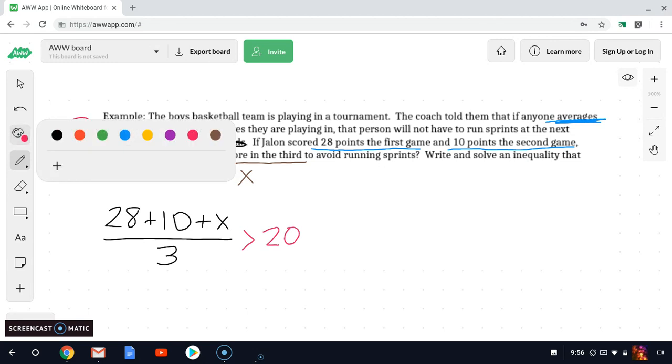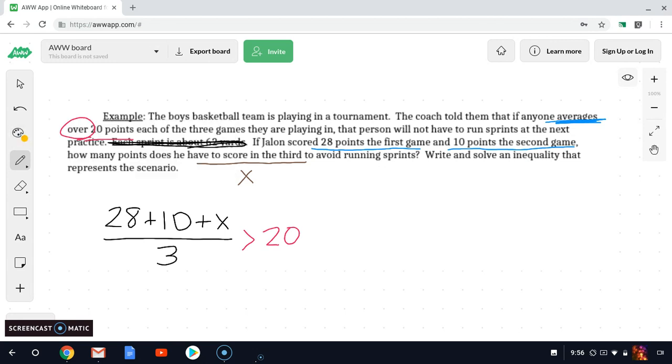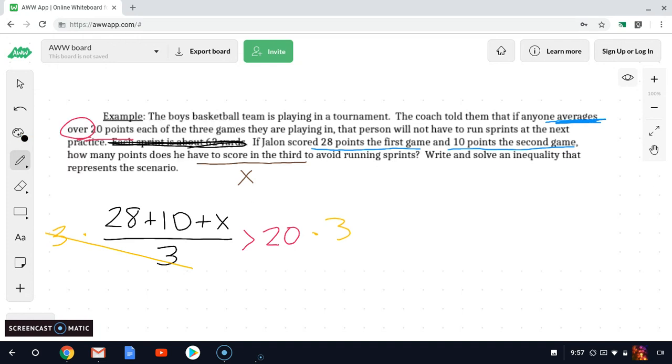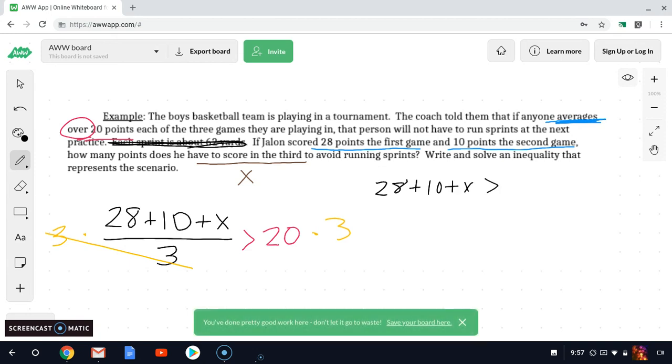To solve this, we first want to get rid of our fraction. So if everything is being divided by 3, to undo that, the inverse would be to multiply both sides by 3. So our 3's cancel. So then what we are left with is we still have our 28 plus 10 plus x is greater than 60 because 20 times 3 is 60.